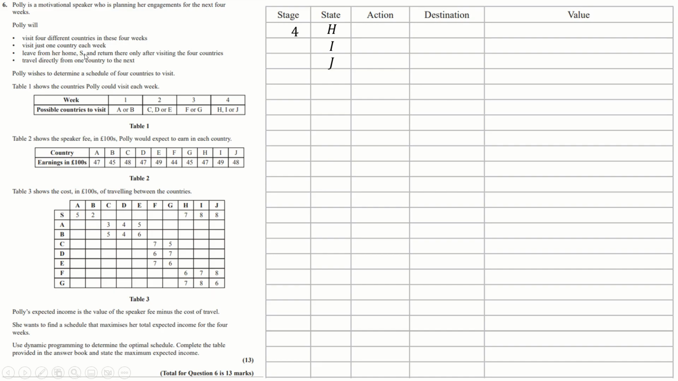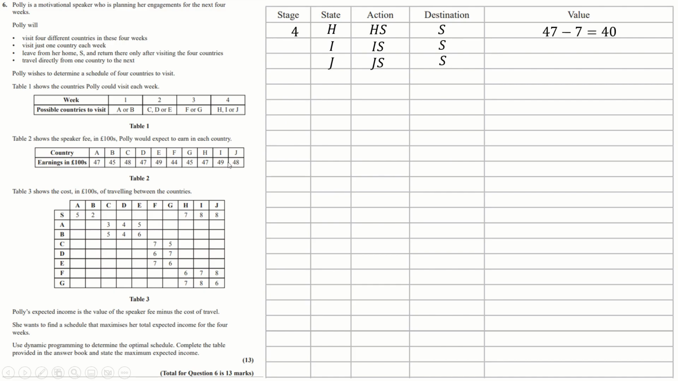So the action is she's going to go from H to S, or from I to S, or from J to S, where home is described as S. And of course, the destination is S every time. This column is a bit pointless, but whatever. Now, the value of doing that, so we're saying here, she's giving a talk at H, which earns her 47, and then she's traveling from H to S. H to S is going to be a journey cost of 7 there. So it'll be 47 minus 7.